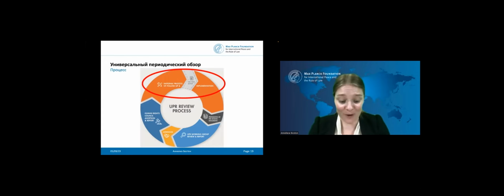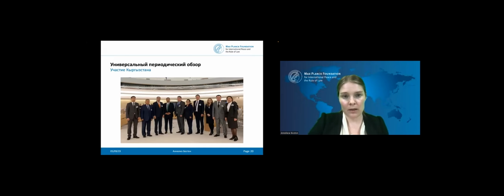As you can see, this is a circle, and so the cycle continues, and the next review will focus on the implementation of recommendations from the previous review, and then the cycle continues. Regarding Kyrgyzstan's involvement at the UPR, I've touched on it a bit, but just to note that Kyrgyzstan's third review was held on the 20th of January 2020, and this is a photo from this review. Their fourth review is scheduled for July or August 2025. Submissions, so these are the civil society submissions, are due on the 26th of September 2024. So this is something you might like to consider being involved in.